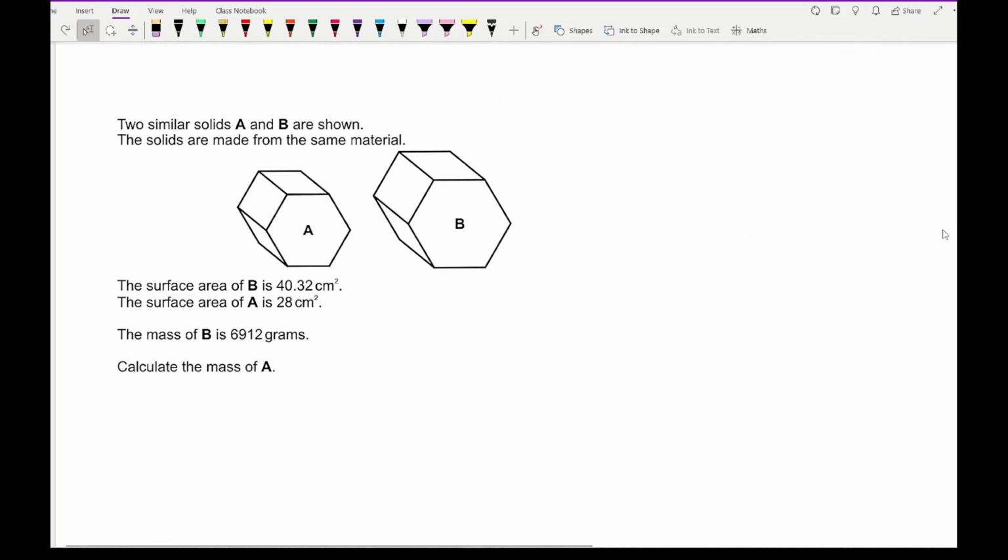Moving on to our next question. So it says here that we've got two similar solids, A and B are shown. Again, that keyword of similar. The solids are made from the same material.